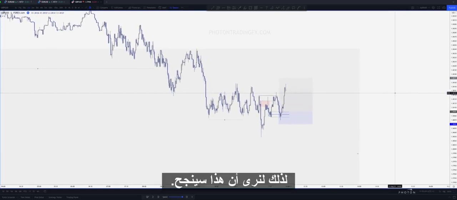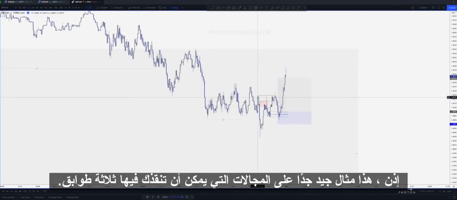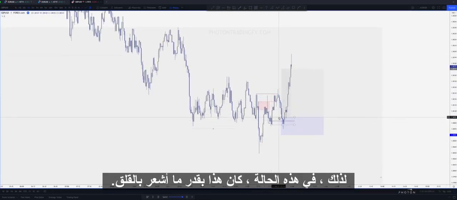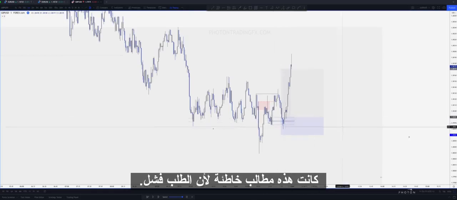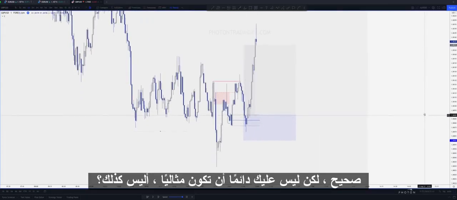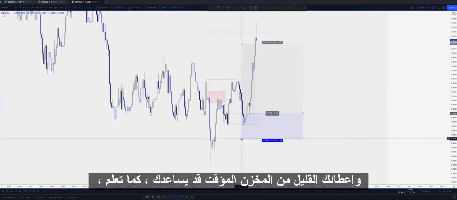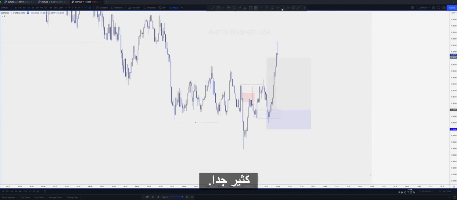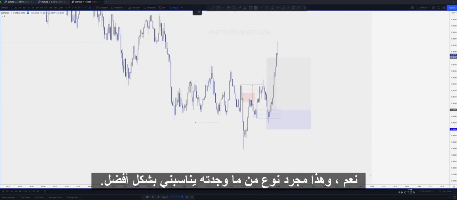So let's see if this is going to work out. Okay, now we've got a pretty decent move away. So here's a very good example of where 3 pips can save you. In this case, as far as I'm concerned, this was the wrong demand zone because demand failed. If it's the right demand zone, price should never even wick the low, right? But you don't always have to be perfectly right, and giving yourself that little extra bit of buffer can help you manage to stay in these trades and not really affect your risk reward too much. And that's just what I have found works best for me.